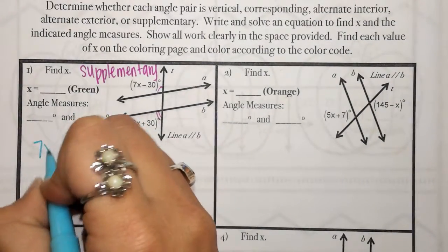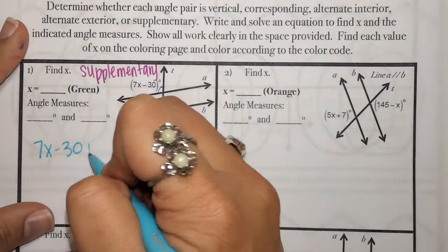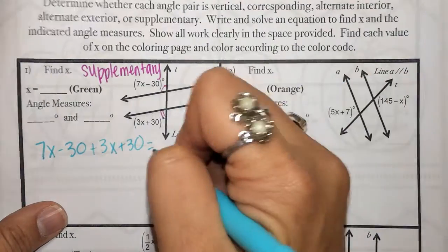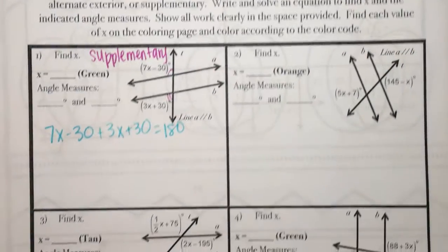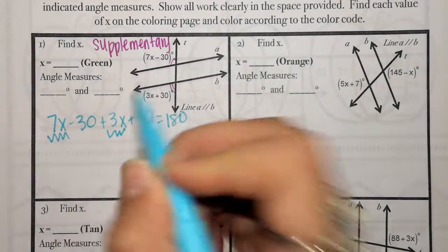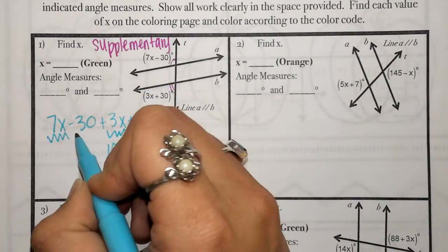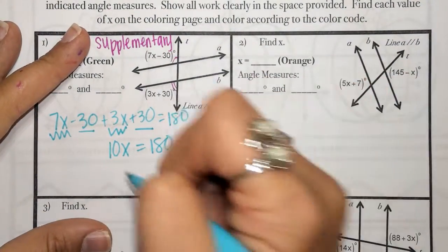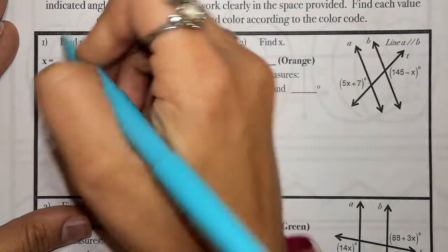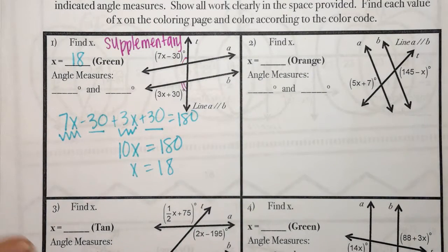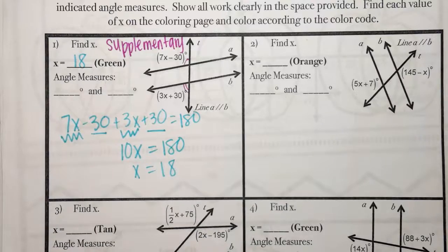So that means we need to do 7x minus 30 plus 3x plus 30 equals 180. What should we do from here? Combine like terms. What is 7x plus 3x? What is negative 30 plus 30? 0. And if we divide by 10, what does x equal? 18. Now, do we only have to find x, or do we also have to find the angle measures? You have to find the angle measures.